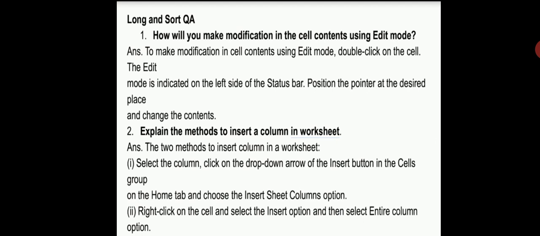The second question is, explain the method to insert a column in a worksheet. The answer is, the two methods to insert a column in a worksheet are: the first one is, select the column, click on the drop down arrow of the Insert button in the Cells group on the Home tab and choose the Insert Sheet Columns option. And the second is, right click on the cell and select the Insert option and then select the Entire Column option.